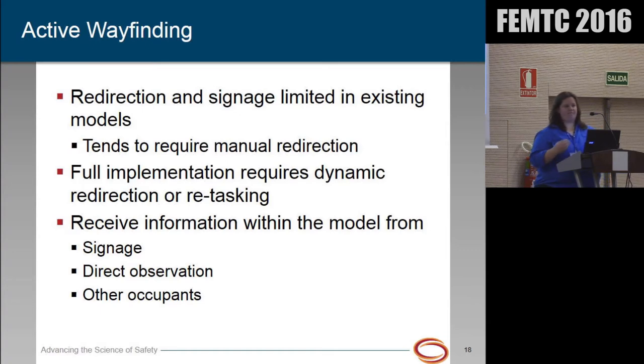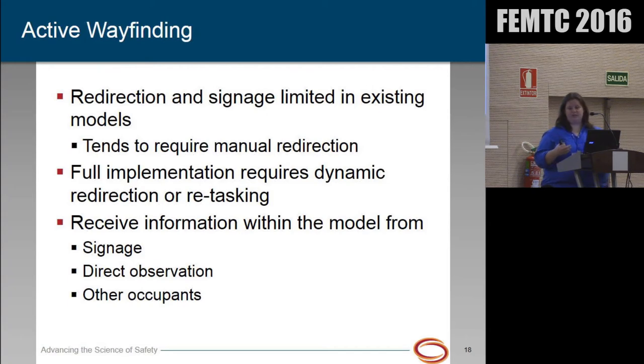Just to touch on existing model implementation, I know that there are some models that have signage in a limited capacity. For the most part, the models that I'm familiar with, you can do this. It's a very manual process in order to tell somebody to go somewhere and turn around. It requires a lot of direction, and it also tends to be more deterministic because of that, because you have to say, well, this person here is going to go to this exit and then turn around, or vice versa, versus having the model decide how people are going to move.